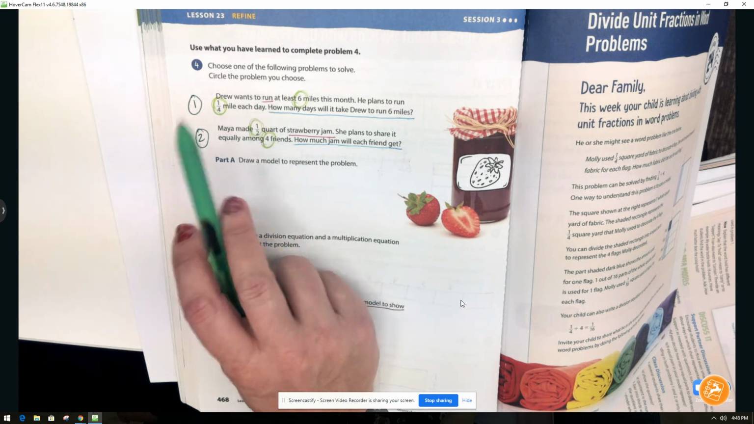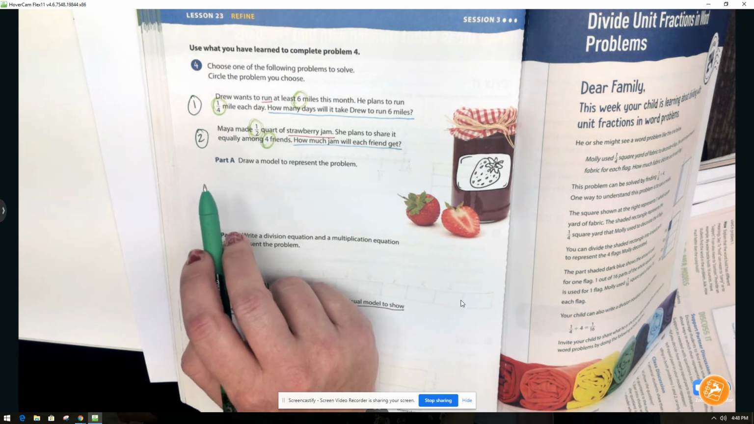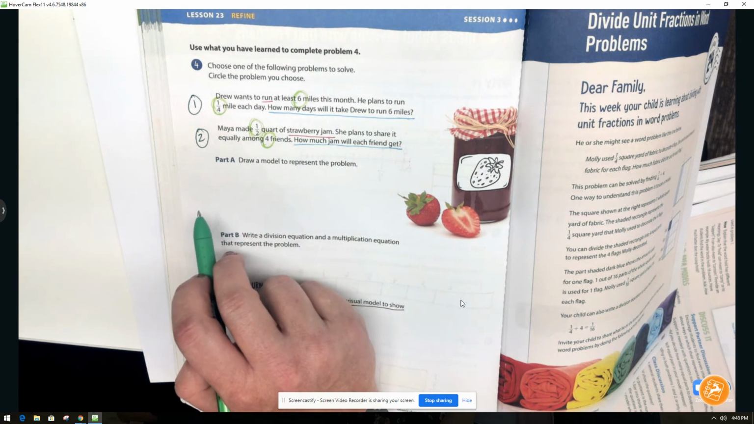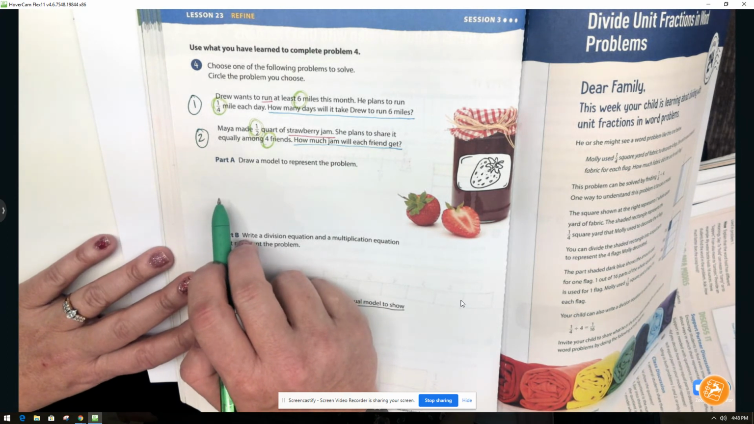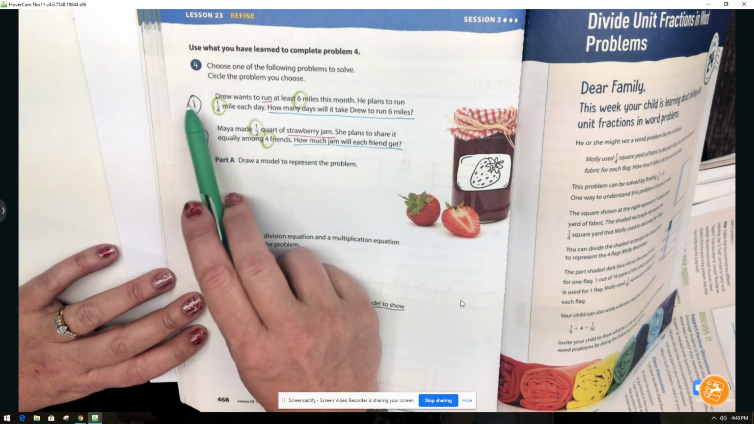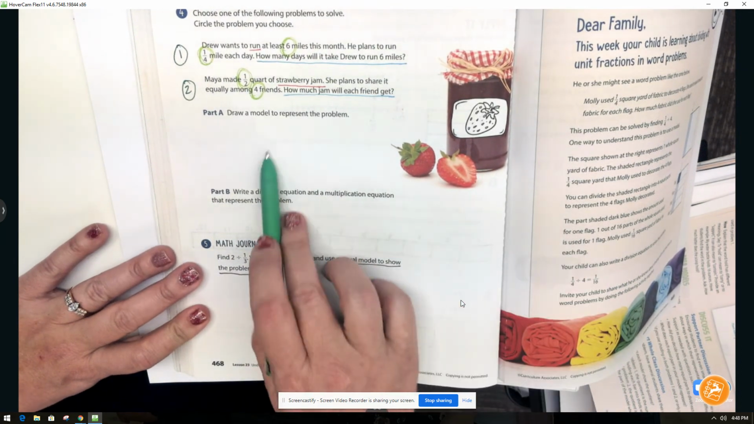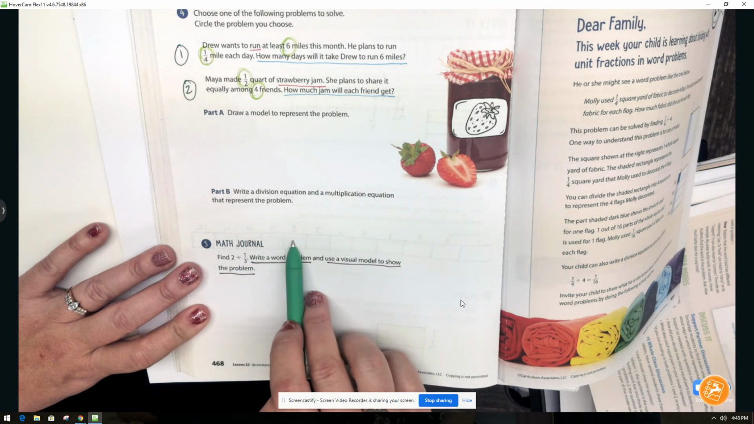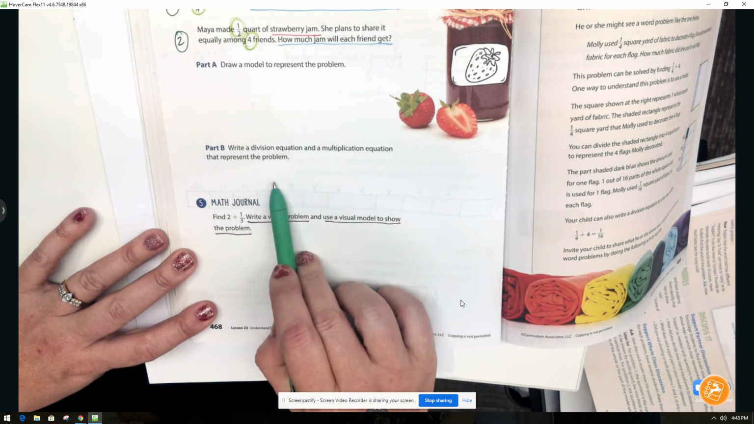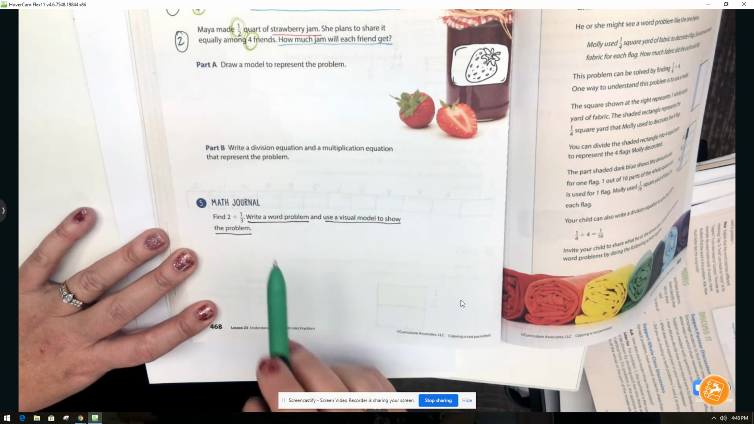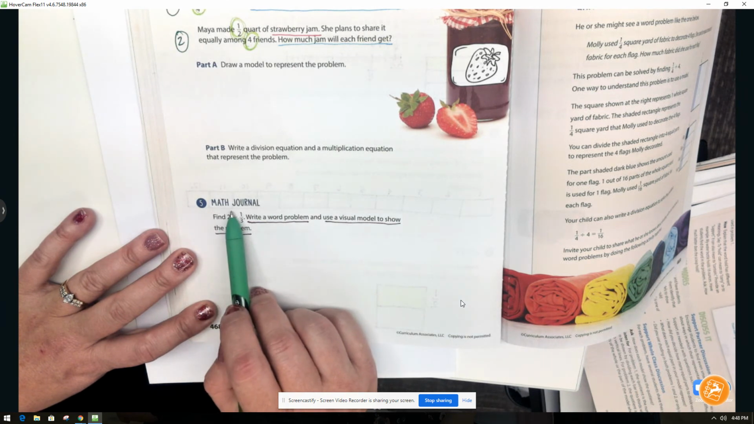So one of these, I'm not going to tell you which, one of these you're starting with a whole number and dividing by a fraction, and then the other one you're starting with a fraction and dividing by a whole. You're going to choose either option 1 or 2 to solve. It doesn't matter. You can pick your favorite. You're going to show a picture, and then you're going to do a division equation and a multiplication equation.